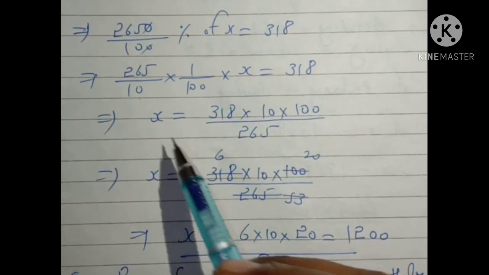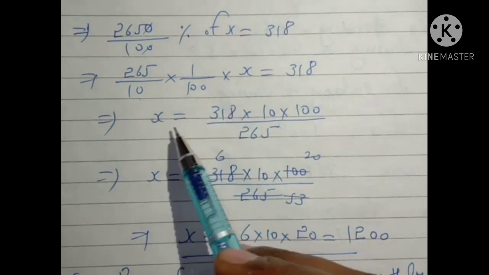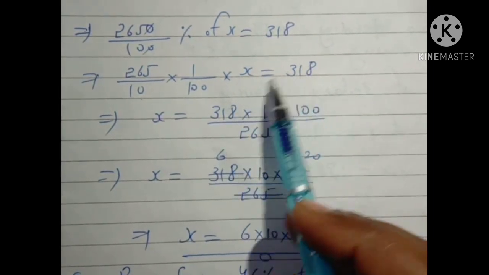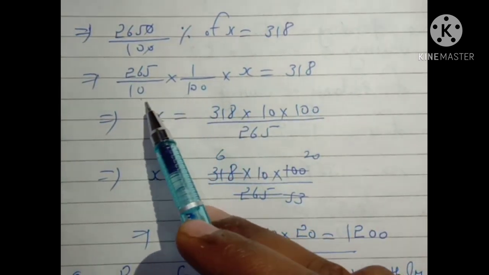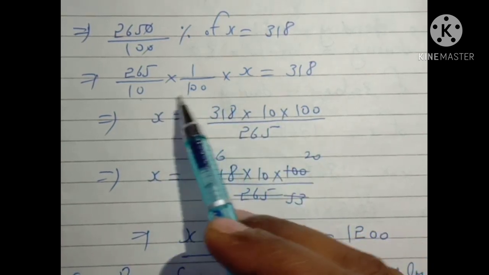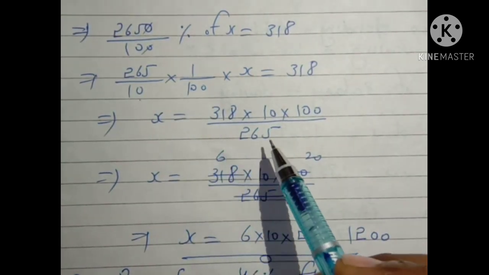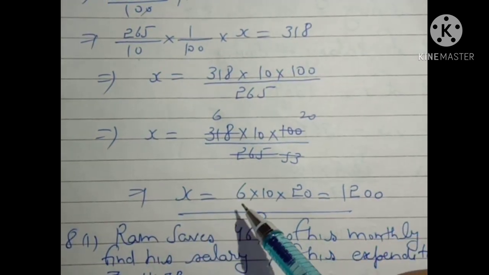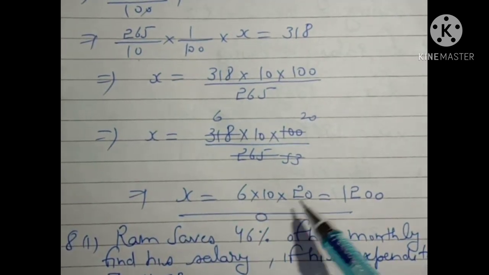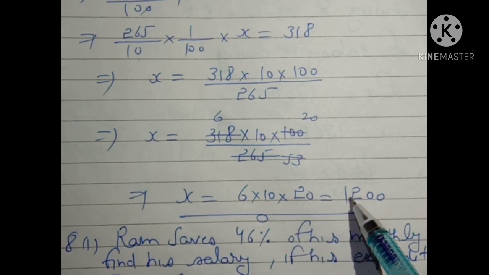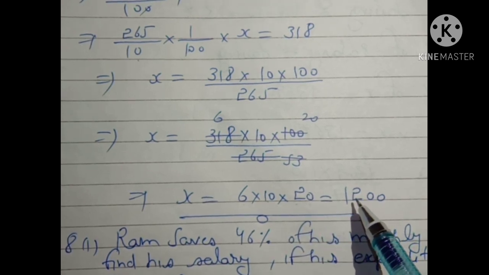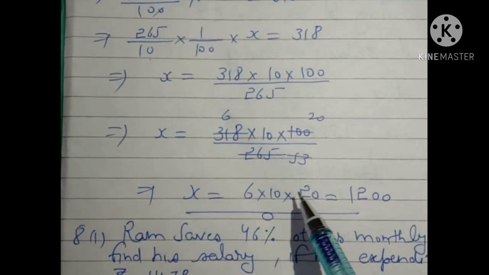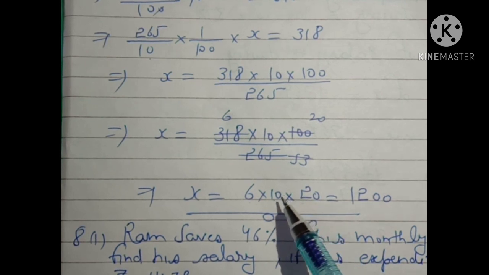And now in the next steps you can see, after rearranging the terms, it will become x is equal to 318, and then take this 100 in the numerator here and this 265 in the denominator. And after cancellation it will become x is equal to 6 into 10 into 20. So after multiplication it will become 1200. So in this way we can solve this sum. And I am leaving its third part. It is very simple. So you have to do this third part by yourself.